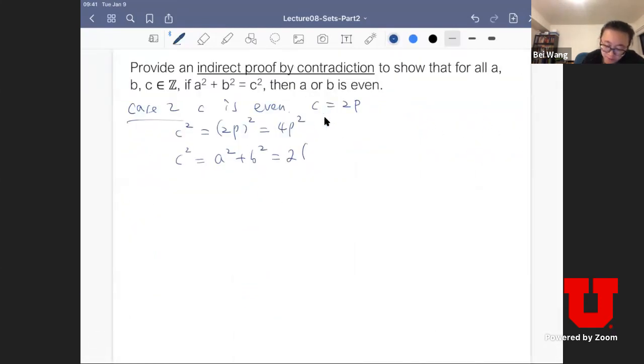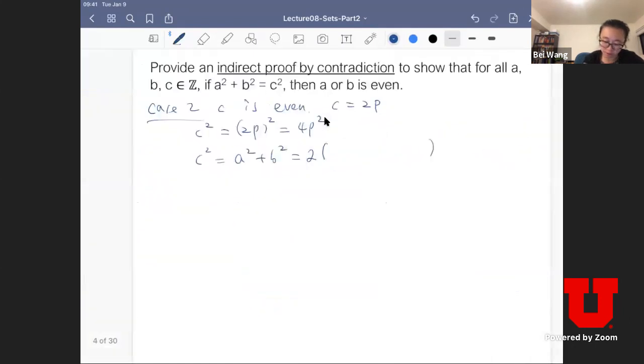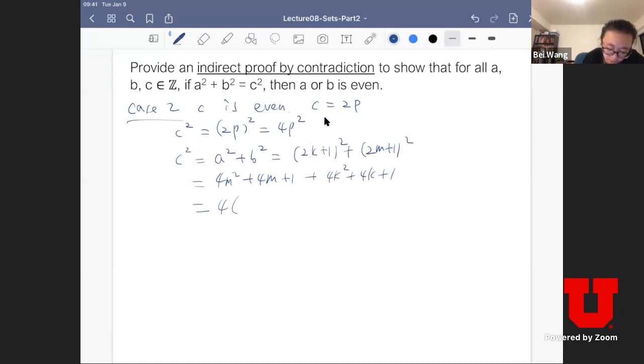Again, we're going to do the same thing as before. I have this thing here, so I'm just going to copy it, substituting (2k plus 1) squared plus (2m plus 1) squared. In this case, my factorization is slightly different. So 4m squared plus 4m plus 1 plus 4k squared plus 4k plus 1. Factor out 4 times (m squared plus m plus k squared plus k) plus 2.